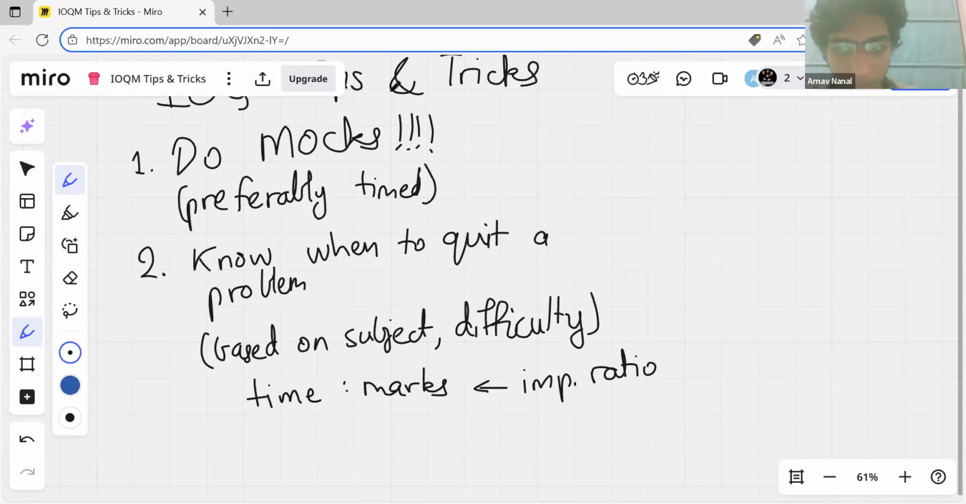This idea or this sense you will get by solving mocks, that finally you will be your best judge of how fast you can batch this.